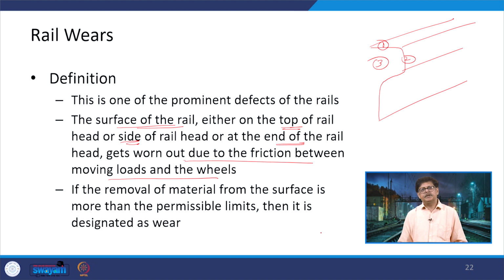If the removal of the material from the surface is more as compared to the permissible limits which have been given. So, if we are talking about this sectional area, say whatever is the width of the rail section which can be there. So, this width of the rail section is always provided with plus minus x mm, which is the permissible limit. So, if everything is within the permissible limits, then there is no issue, but if it is going beyond the permissible limits, then that is designated as wear.